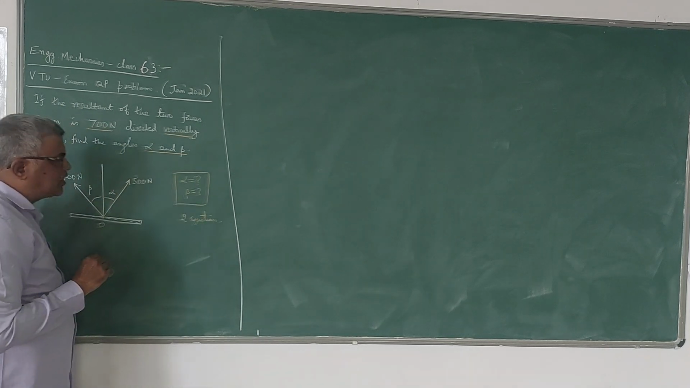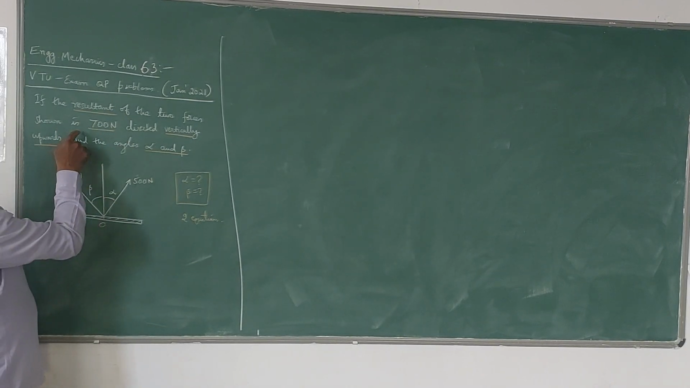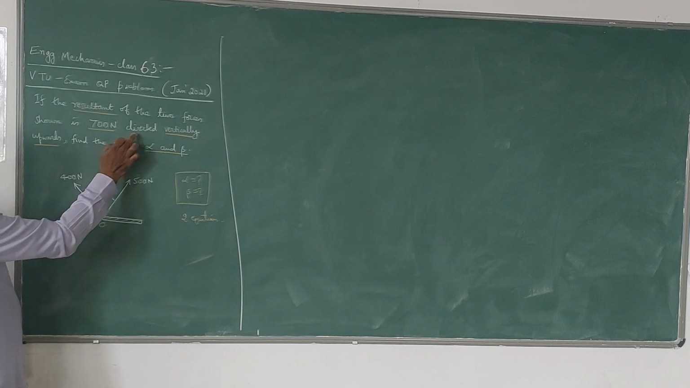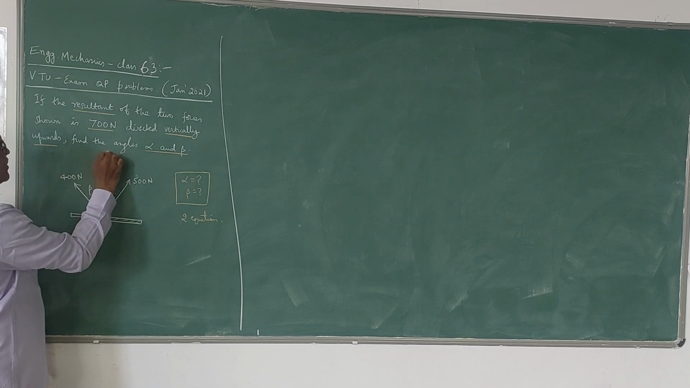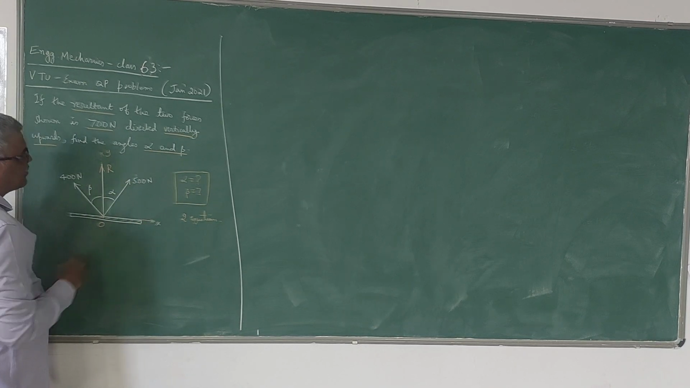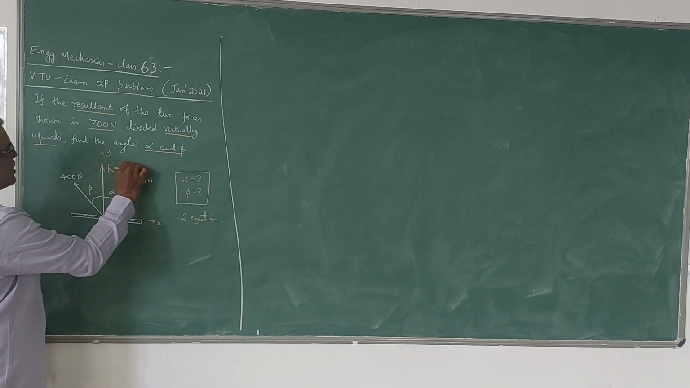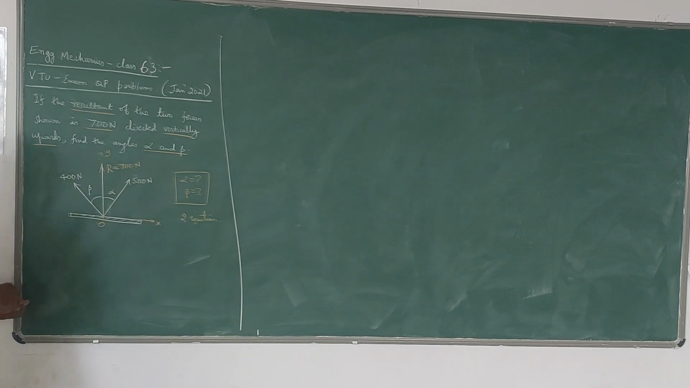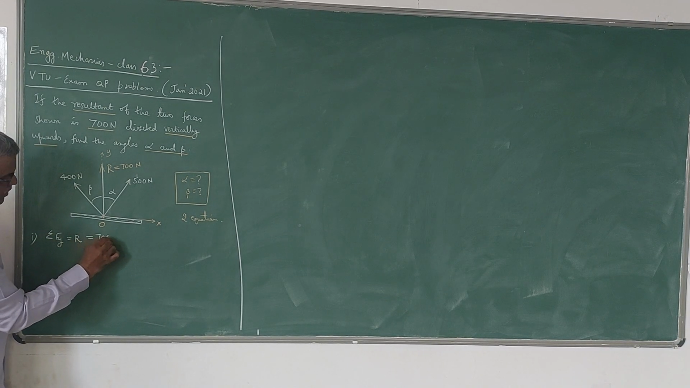For deriving those two equations, he has given that the resultant force of these two is 700 Newton. That means it is acting vertically upwards, along the y direction. This is the y direction, this is the x direction. The value of the resultant is also given, 700 Newton. When the resultant is acting along y direction, the condition is sigma Fy is equal to the resultant. This is the first condition.